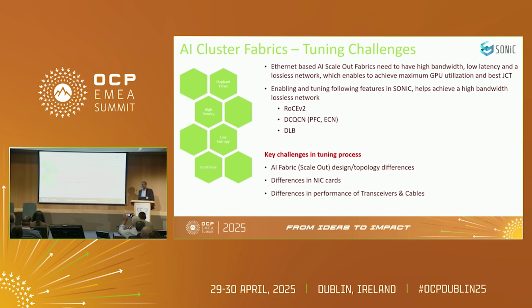And what are the fixes? An ideal network, a lossless network, would have the least latency, and it would be evenly balanced, providing the most optimal performance in a fabric. And what the team was doing is they were enabling and tuning the following features in SONiC. They were working with RoCEv2, with priority flow control and ECN, and they were also configuring DLB.